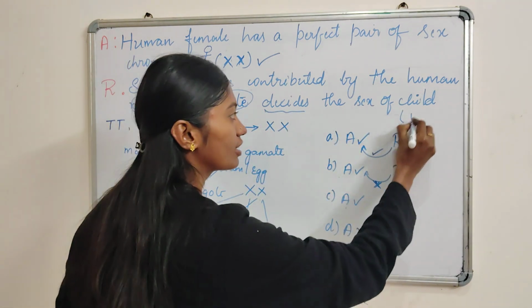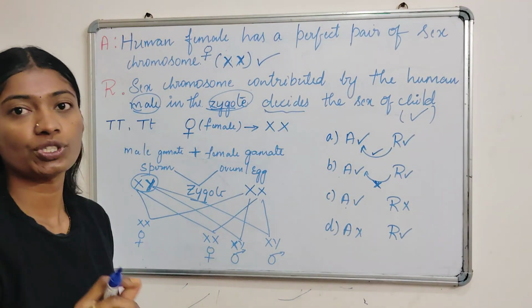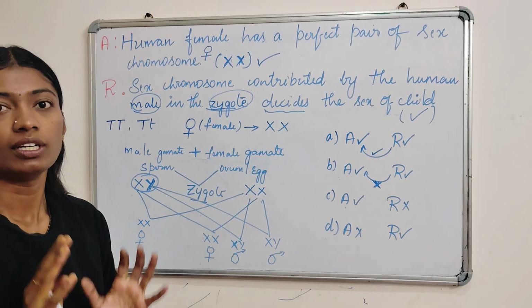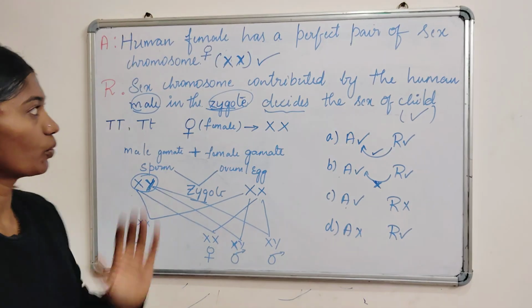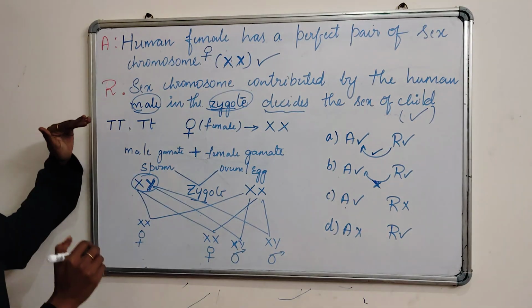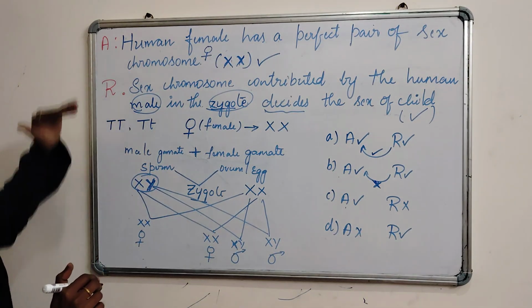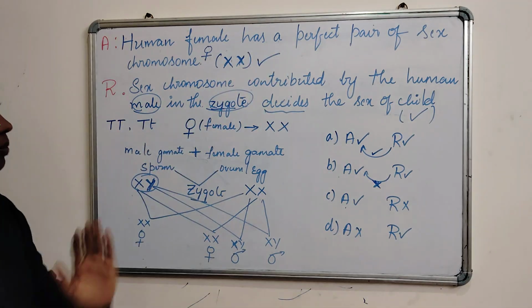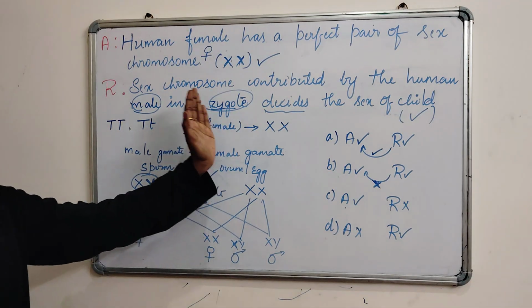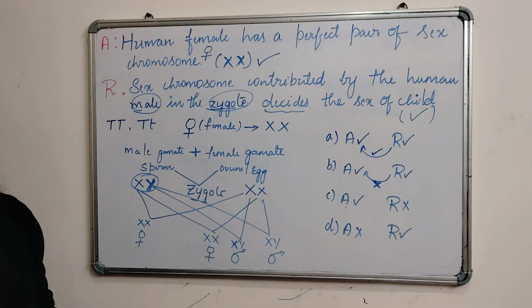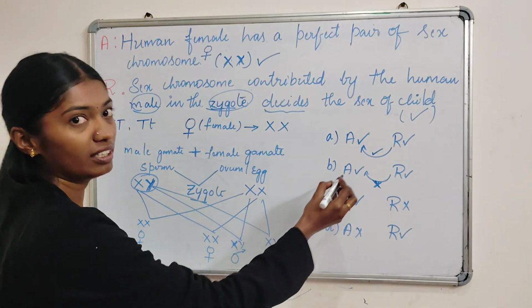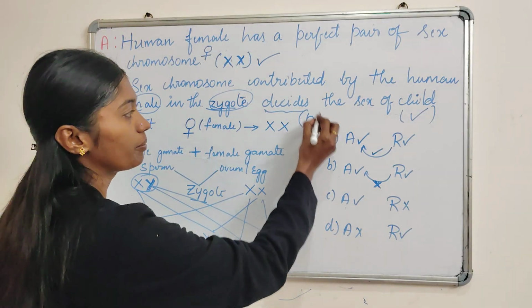Yes, it decides. Only the male chromosome contribution will decide the sex of the child, not the female contribution of the chromosomes. Correct, both are correct. Now you see whether this reason is supporting your assertion. No. This is only telling about the zygote and the contribution by the male. It is separate. So assertion is true, reason is true, but reason is not correct explanation of the assertion. So option B is your answer.